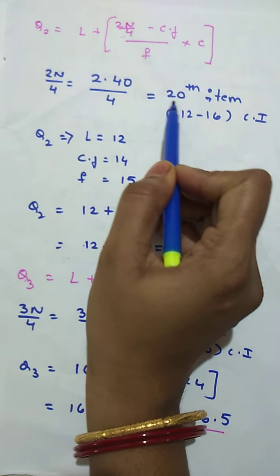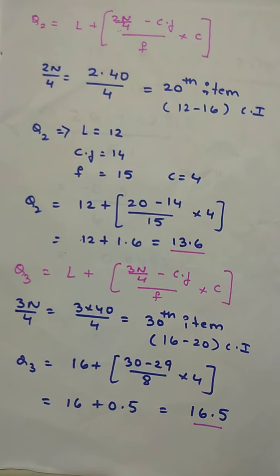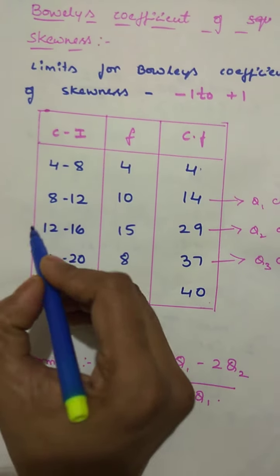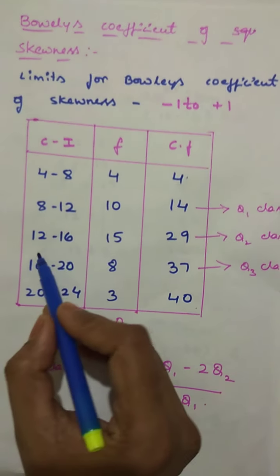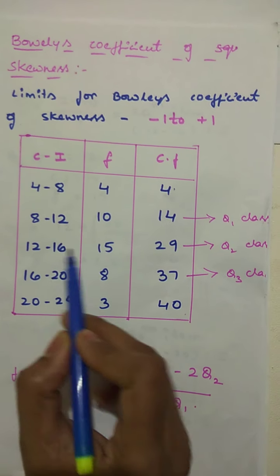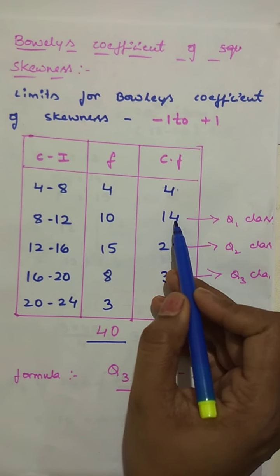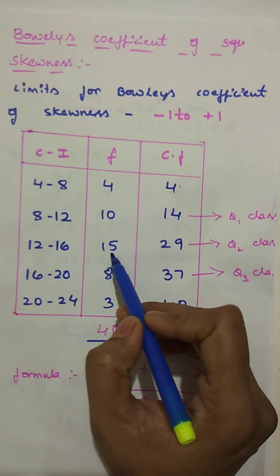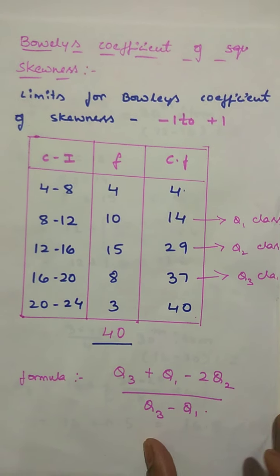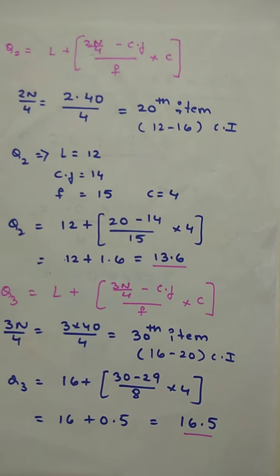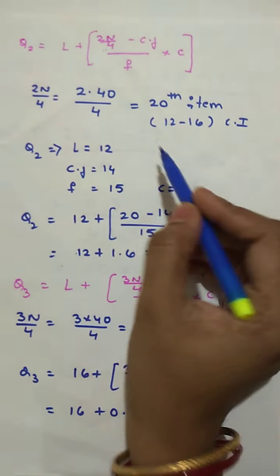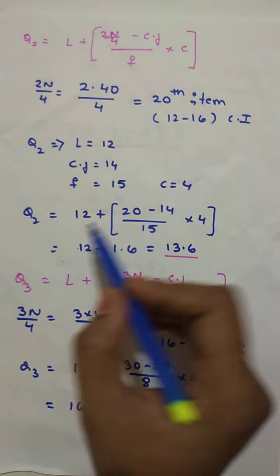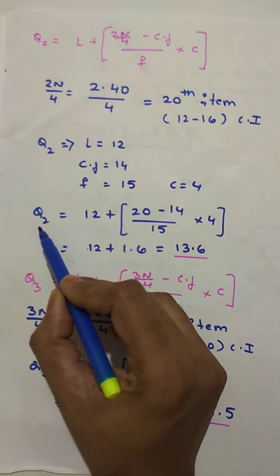4 tens are 40, 2 into 40 by 4 is 20, so the 20th item. The 20th item belongs to this class, the Q2 class. For the Q2 class, L equal to 12. Frequency F equal to 15. The preceding class cumulative frequency is 14. C equal to the difference between upper and lower limit. So we got all the values.